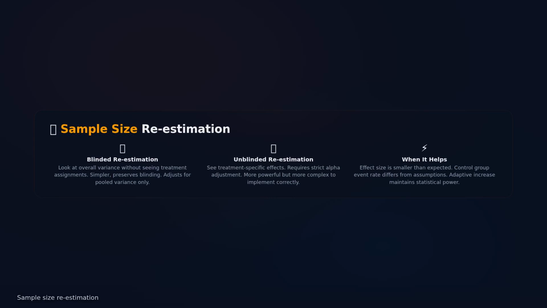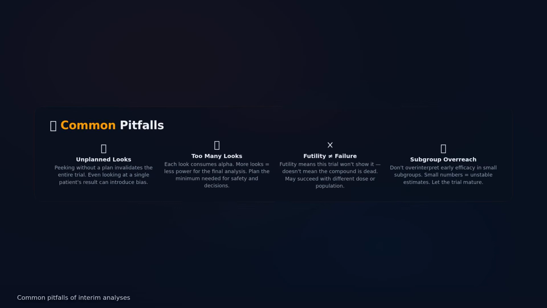Some interim analyses are used not to stop the trial, but to adjust the sample size. If the observed effect is smaller than expected, you can increase enrollment to maintain statistical power. This is called sample size re-estimation. It must be done with strict rules. Unblinded re-estimation requires careful adjustment to preserve the type 1 error rate. Blinded re-estimation, where you look at overall variance without seeing treatment assignments, is simpler but less powerful.